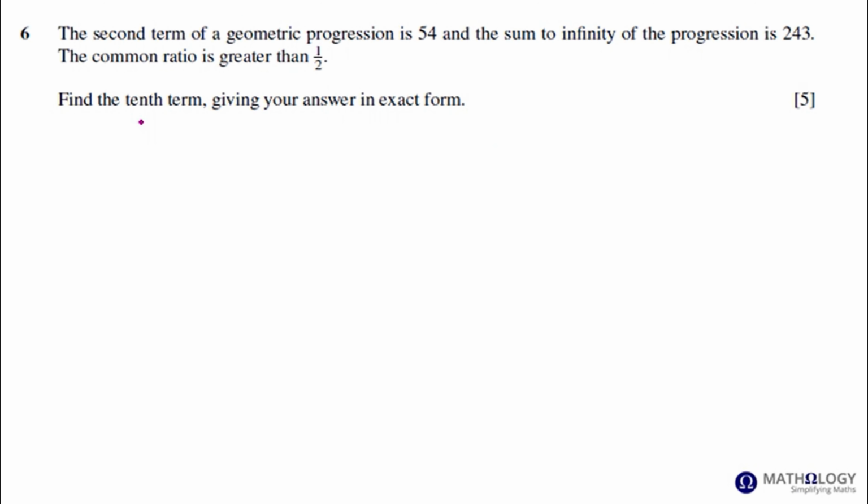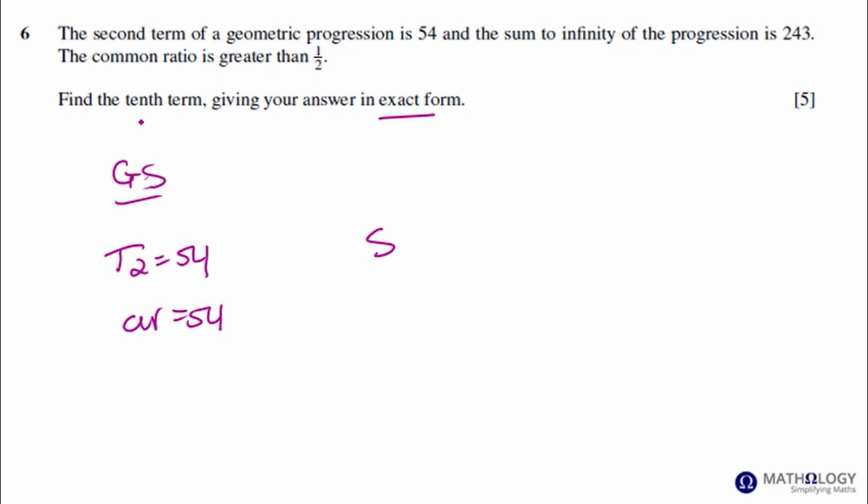Question 6. The second term of a geometric progression is 54, and the sum to infinity of the progression is 243. Common ratio is greater than a half. We're required to find the 10th term, leaving the answer in exact form. So the second term is 54, which means that AR equals 54.